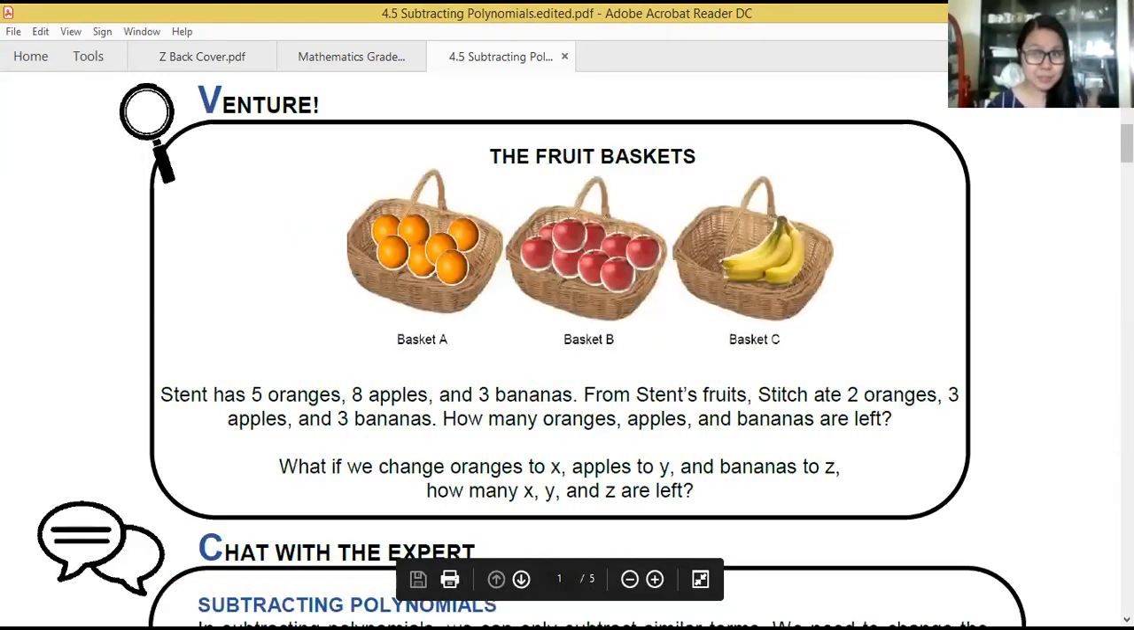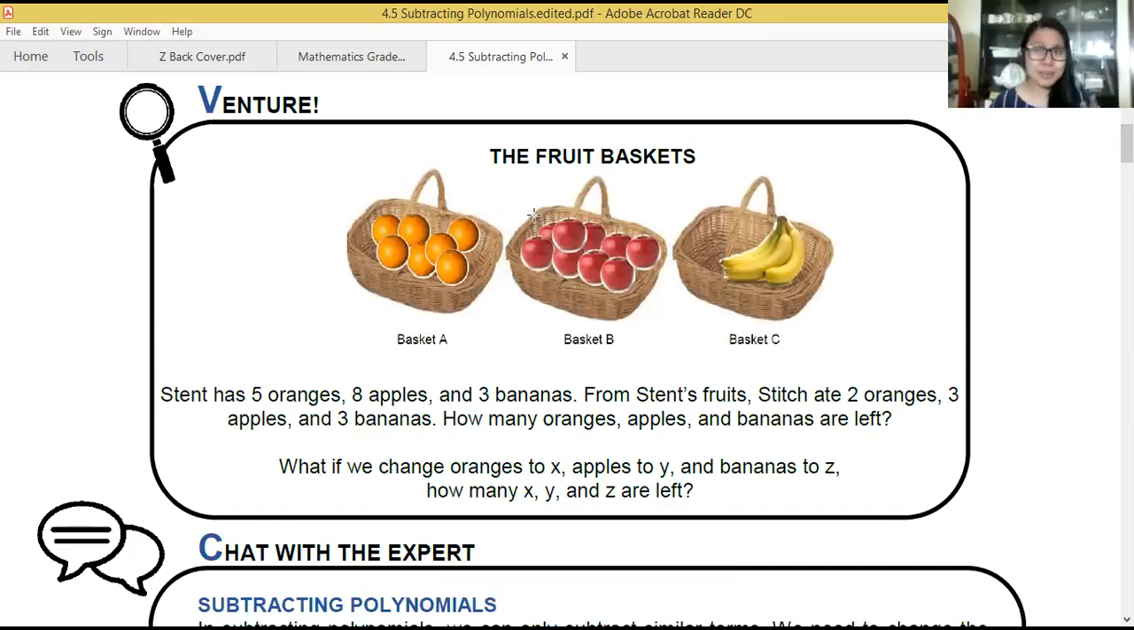Now, last meeting, we have talked about what are similar algebraic expressions. Again, oranges can only be added to oranges, apples can only be added to apples, and bananas can only be added to bananas. You could not add an apple and a banana. They are different in mathematics. So, how do we add similar terms?